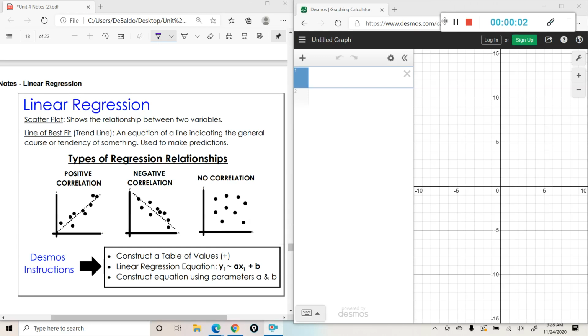In this lesson, we're going to talk about linear regression. And you can see here that I have my Desmos calculator up. We'll be using that throughout this lesson today. So let's talk about what linear regression is.